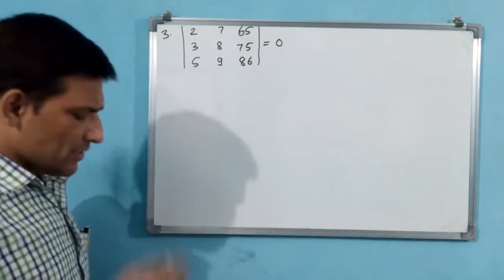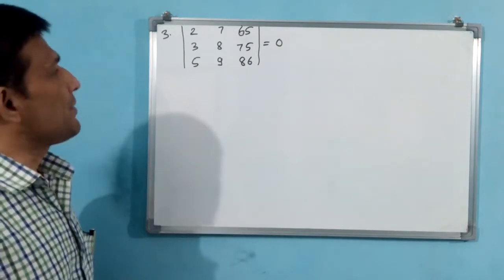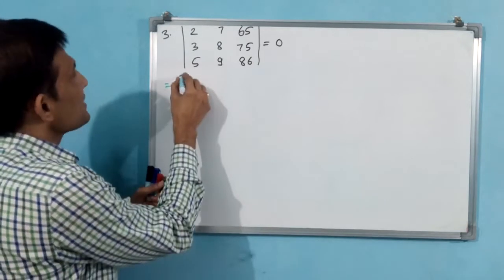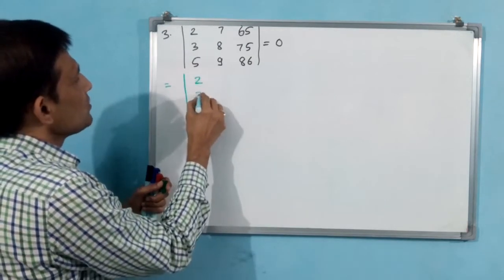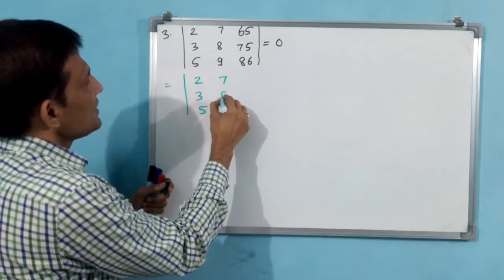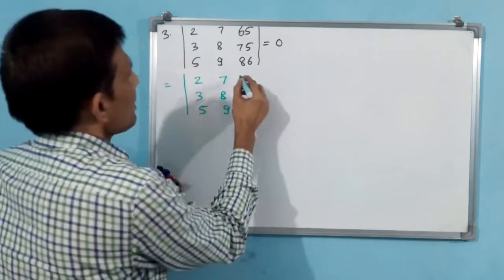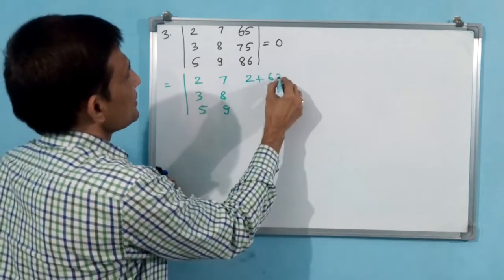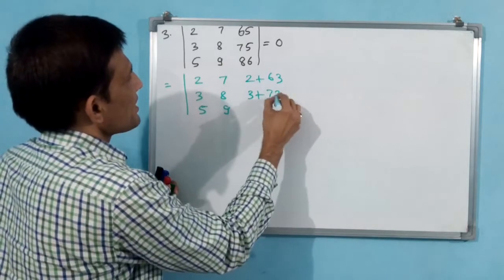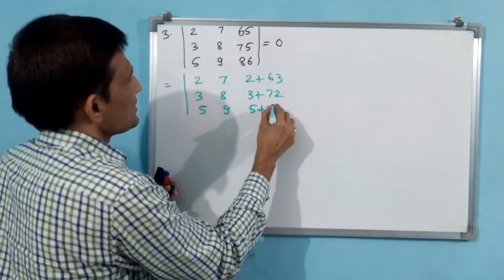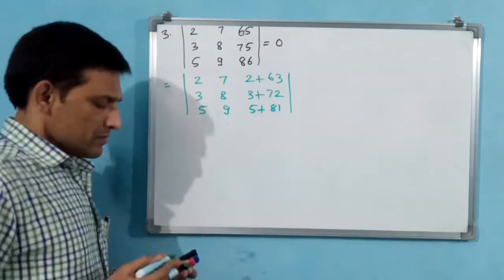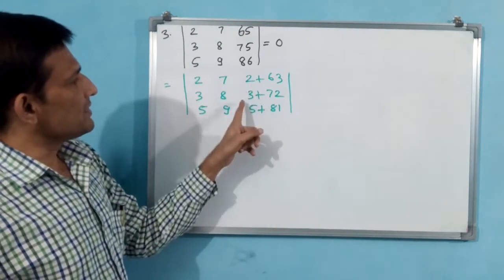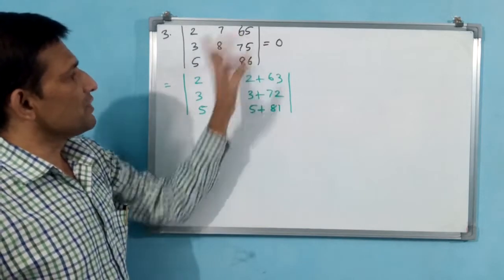Okay? Let us do first. You see how I am doing? That is equal to, I am splitting this determinant. You see 2, 3, 5, 7, 8, 9. Until this, okay. But now you see how I am making. Here 2 is there, na? Then 2 plus 63. Here 3 is there, na? 3 plus 72. Here 5 is there, then 5 plus 81. Is it okay? First you see. 5 plus 81, 86. 3 plus 72, 75. 2 plus 63, 65. Okay.